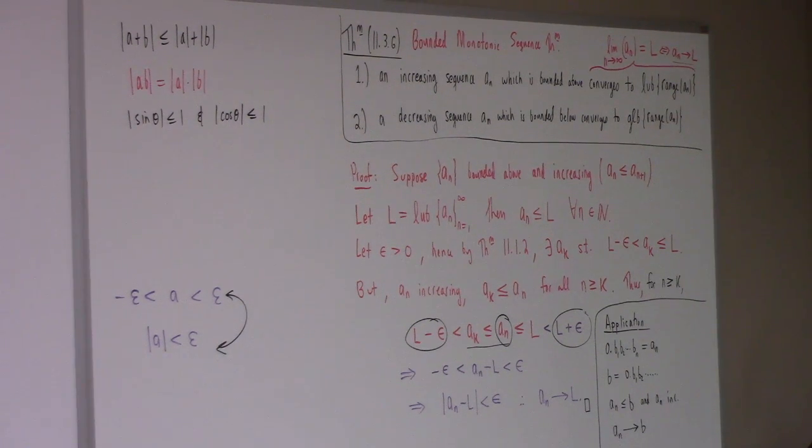So the connection between rationals and irrationals is very much tied in this least upper bound axiom. Okay, next.